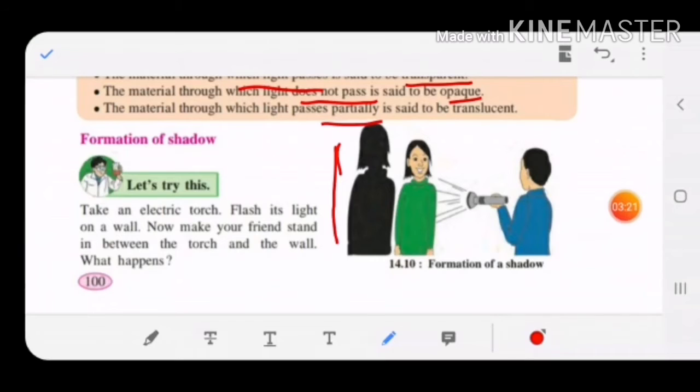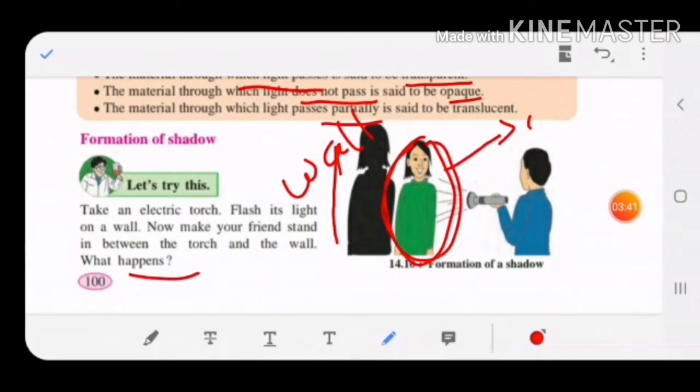Now what you have to do, make your friend stand in between the wall and you and hold the torch on your friend. What happens? You will see your friend's shadow is formed on this wall. Okay children, why is the shadow formed? Because this person, this friend standing, is opaque, because light does not pass through it, and as light does not pass, what happens? Here a dark shadow is formed on the wall.